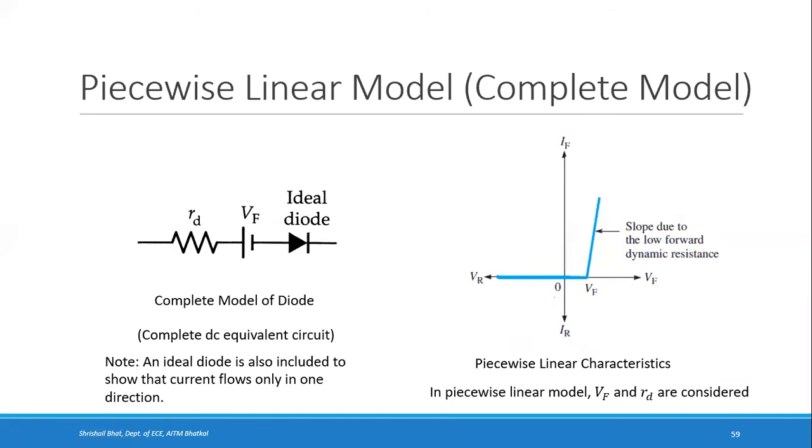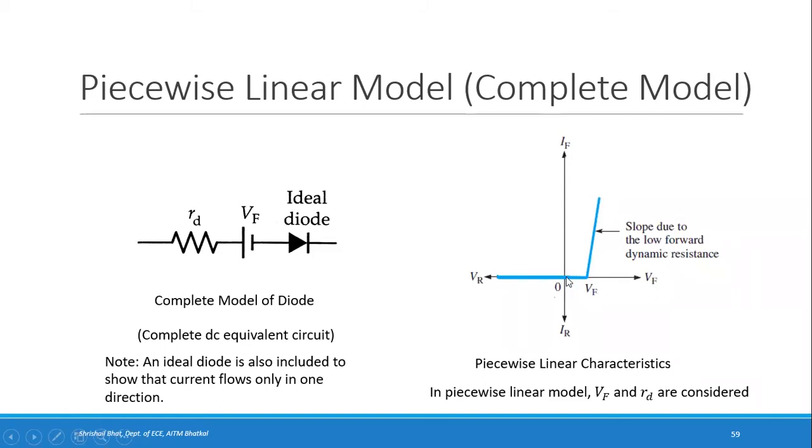IR is still considered to be 0, but VF is considered something more than 0, and RD, that is the dynamic resistance, is also considered. That's why there is a slope. The slope is due to the low forward dynamic resistance. You can see it is a straight line approximation of the diode characteristic.